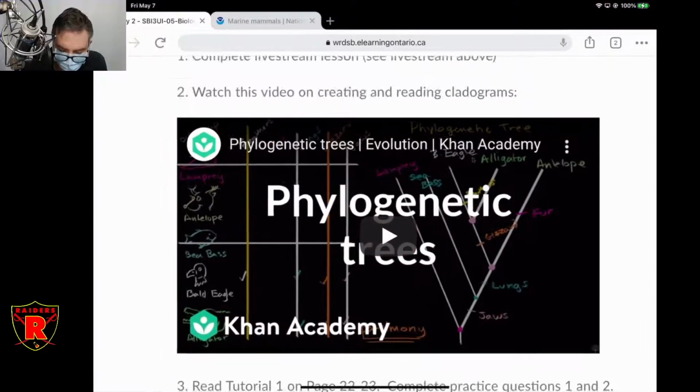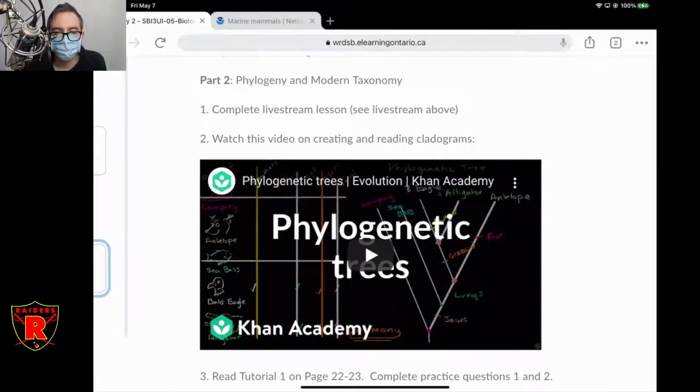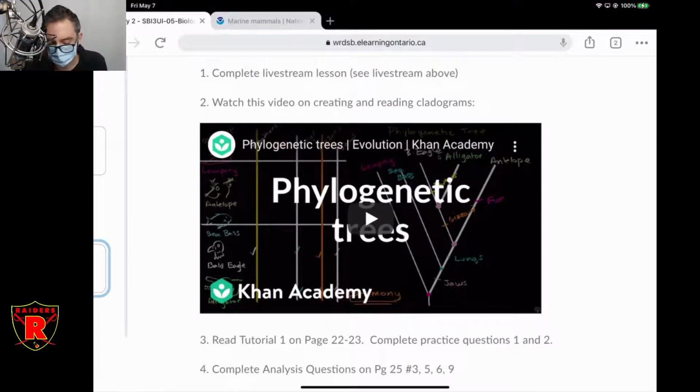If you are interested in phylogenetic trees and you'd like to learn how to make a phylogenetic tree based on characteristics, there's a Khan Academy tutorial here which shows you how to make a cladogram, essentially, from evidence, or I should say characteristics, okay? Based on similarities and differences, you can sort things into a phylogenetic tree. You don't have to be able to make a tree for this course. You only have to be able to read a tree.